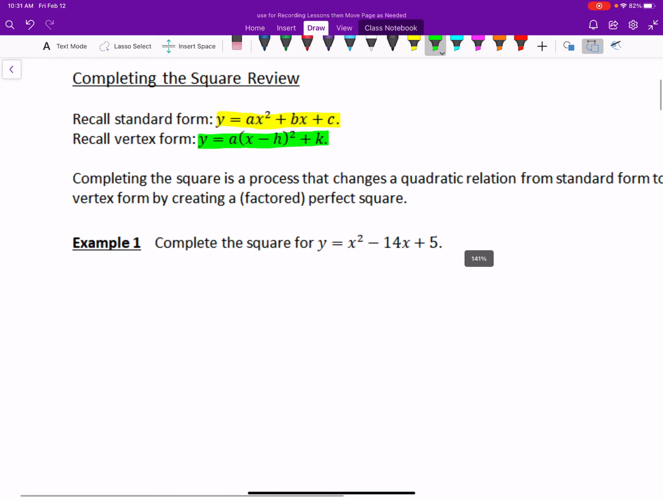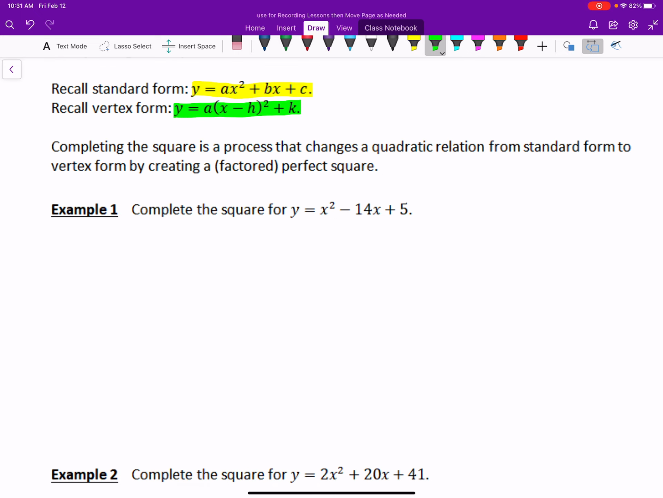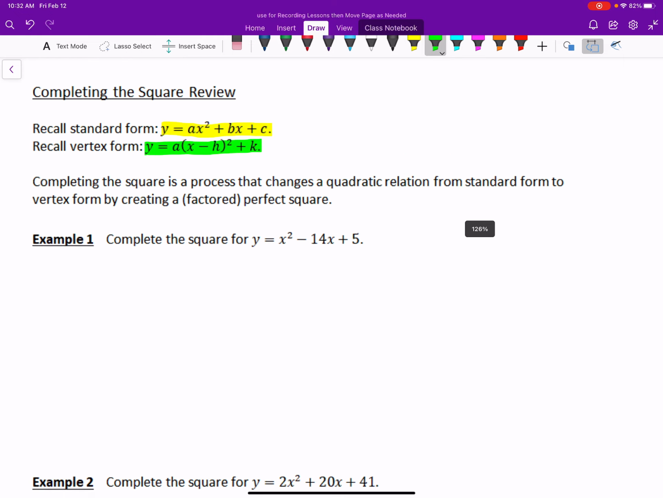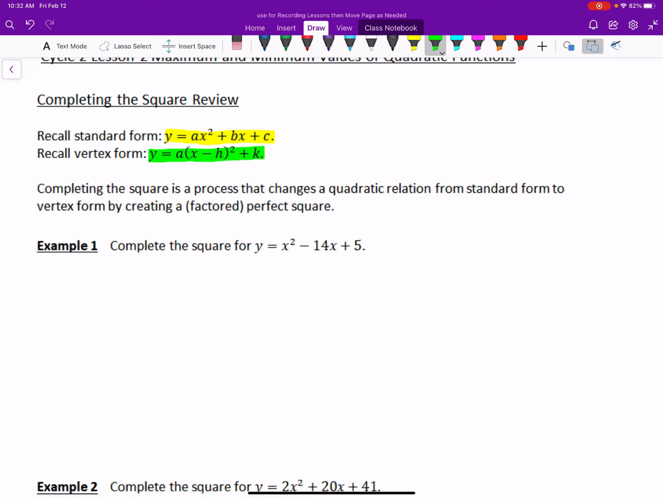So completing the square is a process that changes a quadratic from standard form to vertex form by creating a perfect square. Remember what a perfect square is. A perfect square in terms of factors would be something that's, say, got the same two factors. So perfect square as far as numbers go would be a number like 4 or 9. 2 times 2 is 4. 3 times 3 is 9. So something we could take the square root of.